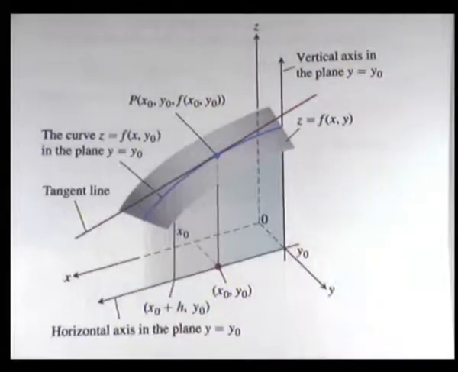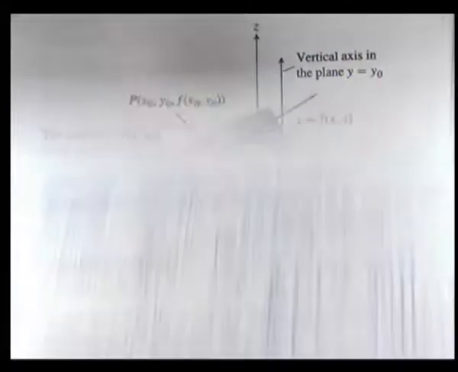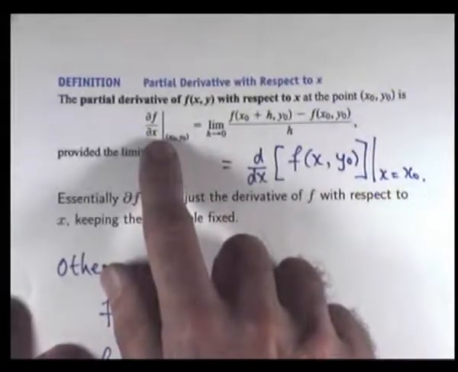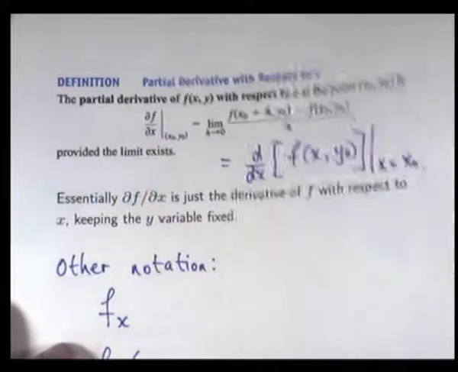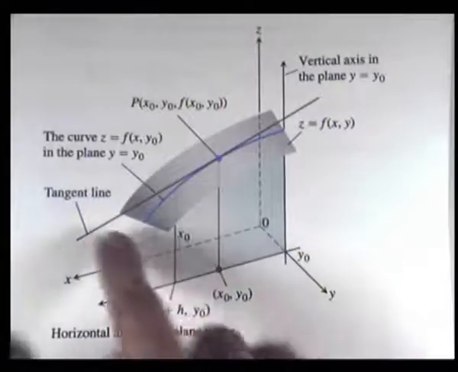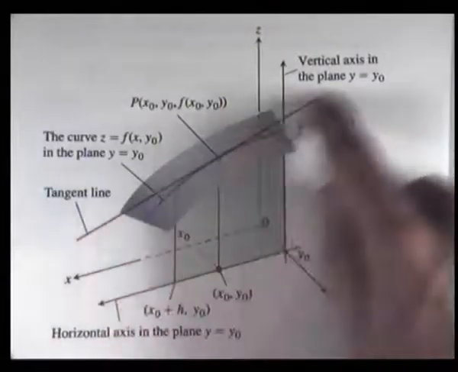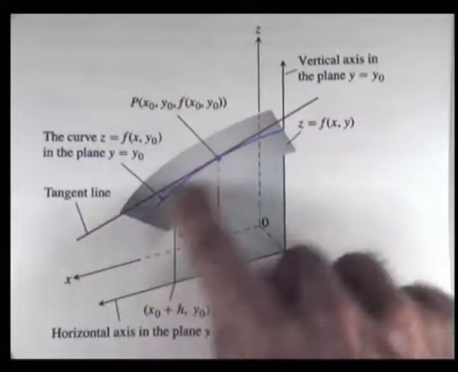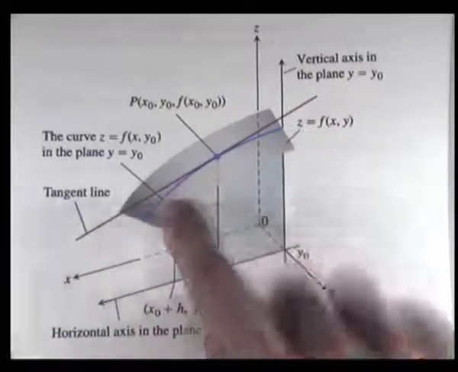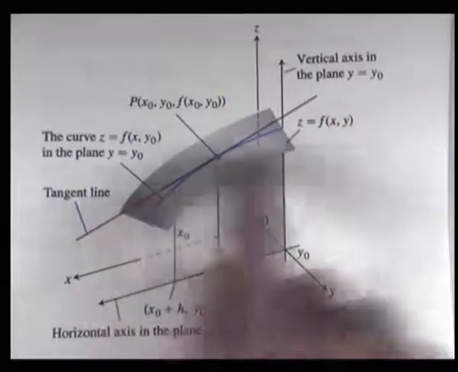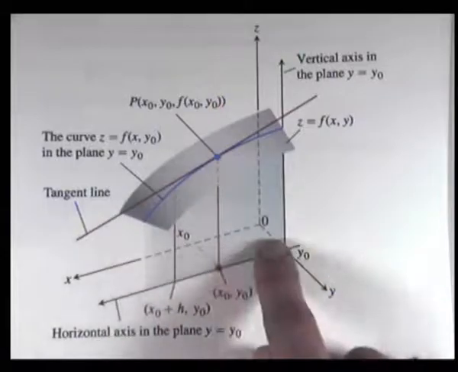What this partial derivative means geometrically is that it is a measure of the slope of this red tangent line to this curve. So yes, it is very similar to what you learnt at school, in the sense that it is the slope of a tangent line, but the tangent line lies in a special plane. That's the difference.